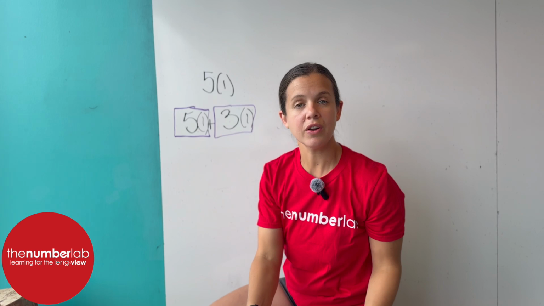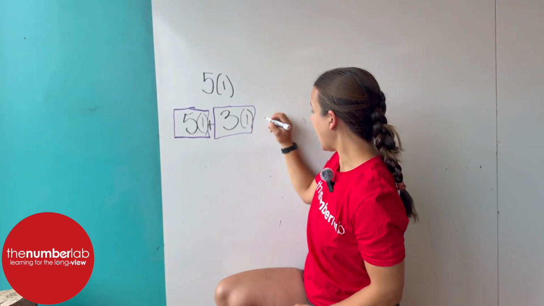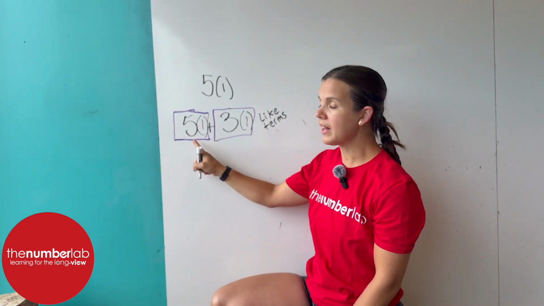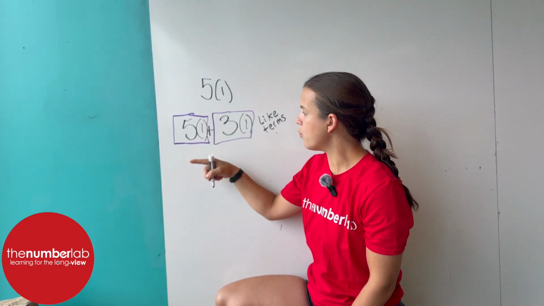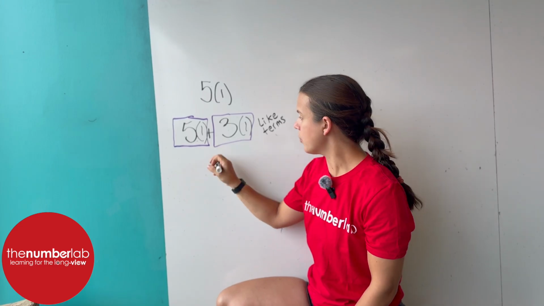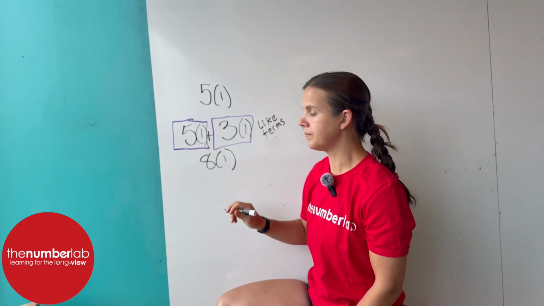We have these 2 terms. These 2 terms are like terms. They're like terms because they're both counting ones. They're both counting the same thing. I have ones and more ones. Together we have 8 ones.